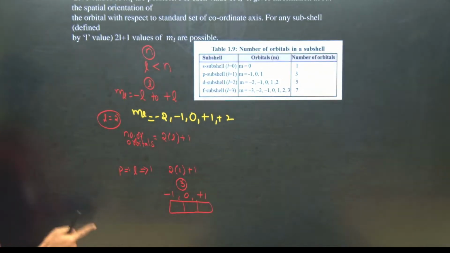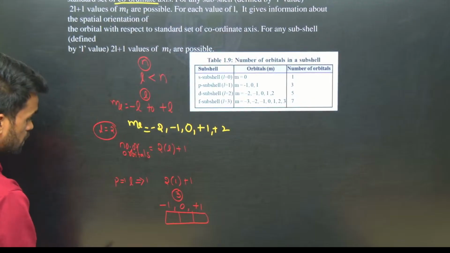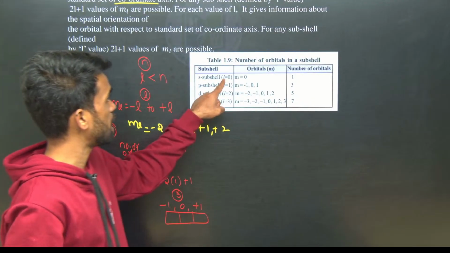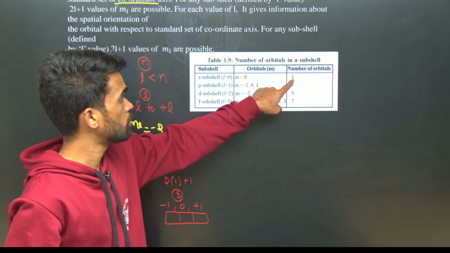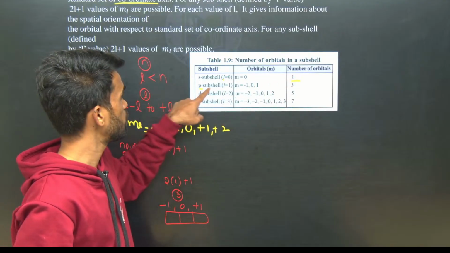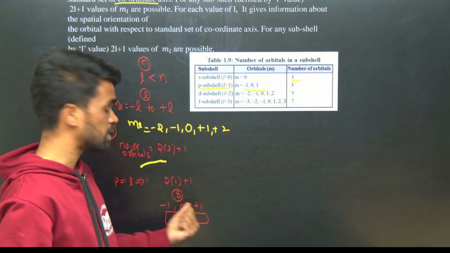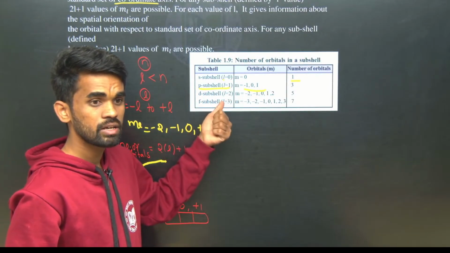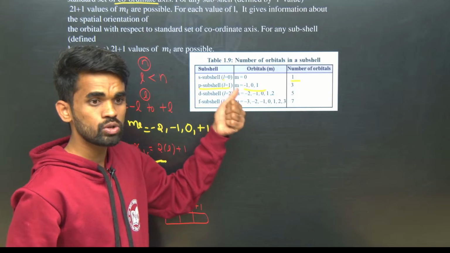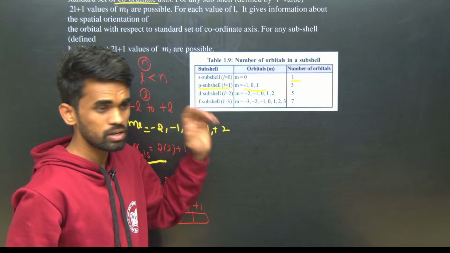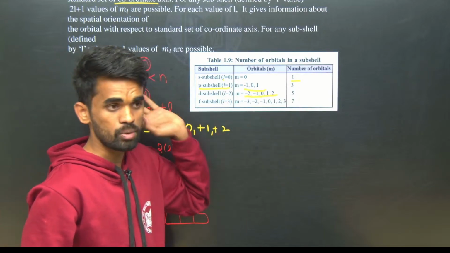Is that clear or not? Yeah. So for a particular subshell, for the s subshell, what is the l value? 0. So the number of orbitals will be 1. For a p subshell, l equals 1, which means there are 3 orbitals. For d, l is 2, so 2 into 2 plus 1 is 5. So these are the 5 possible orbitals we have.